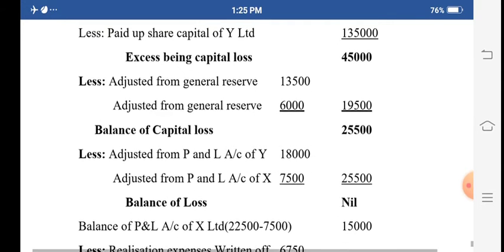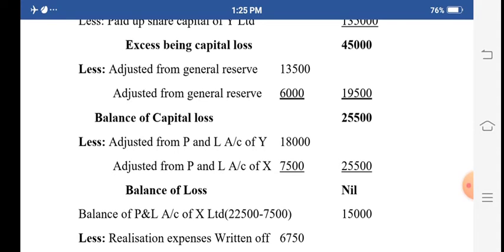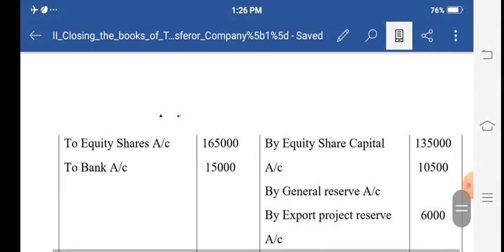This is the capital loss, which is a minus value. Now again we adjust this loss against the profit and loss account of Y Limited, 18,000, and the profit and loss account of X Limited, 7,500. These 18,000 and 7,500 are given in the notes of the problem.